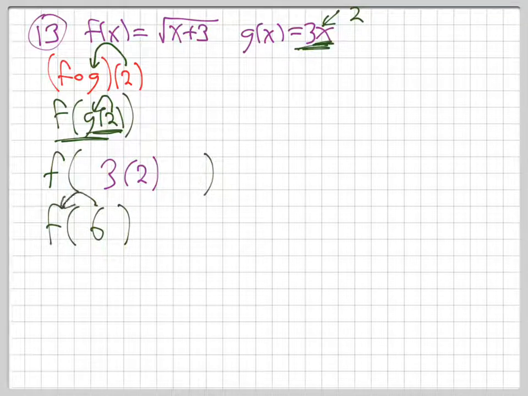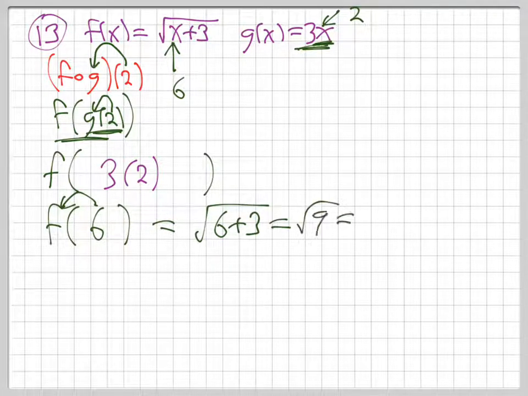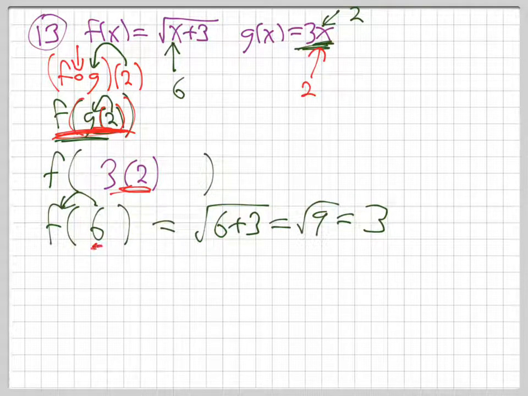And now 6 is going into f. Now I'm going to put 6 into f. Get the square root of 6 plus 3. Square root of 9, 3. There we go. So when they write this circle thing here, it means double parentheses, f of g of 2. And then put the 2 into g, and then that 6 goes into f. Put the 6 into f, get out 3.